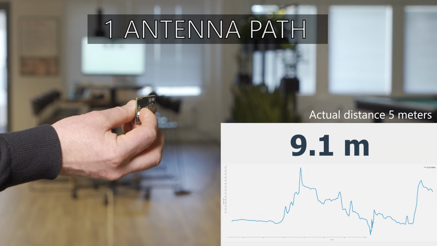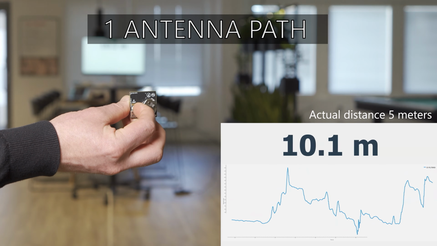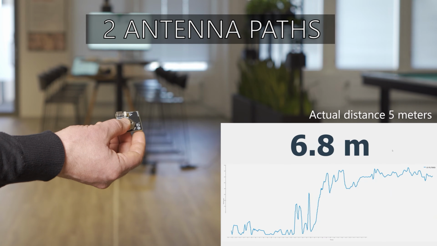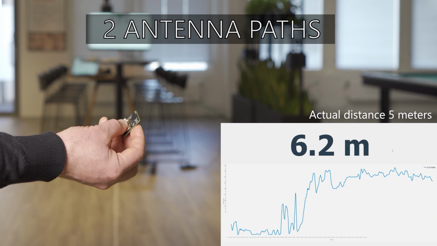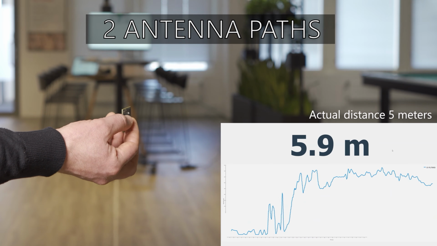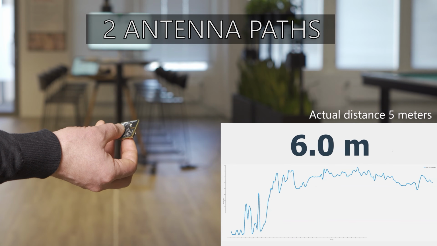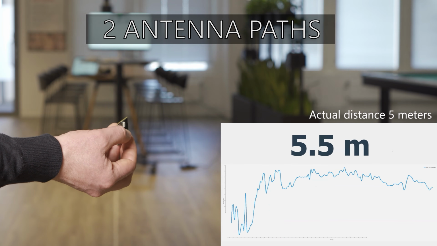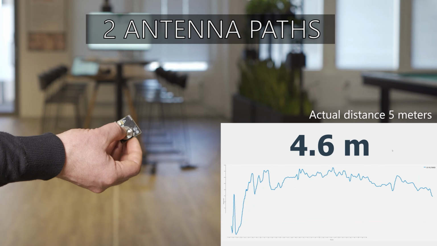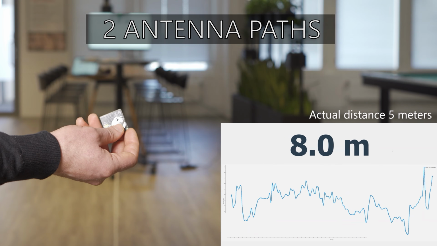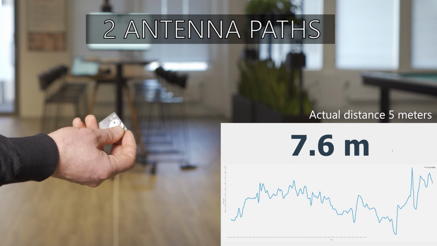Let's see how enabling 2 antenna paths improves performance. Enabling 2 antenna paths introduces antenna diversity. The device can dynamically select the antenna path with better channel conditions, helping to avoid performance drops when one antenna's radiation pattern encounters a null or degraded signal. As a result, distance estimations become more consistent compared to a single antenna path, but only up to a point.